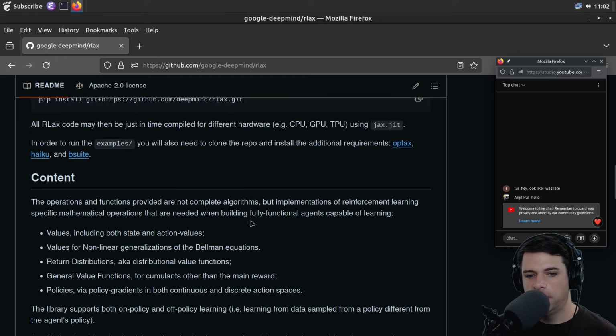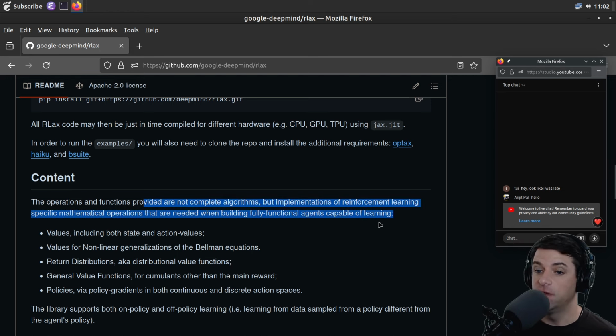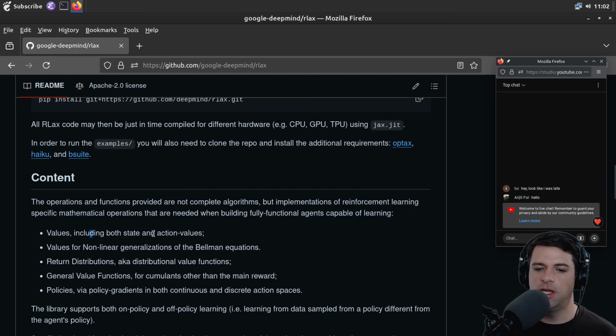You can install it, which is good. And we've got some content. The operations and functions provided are not complete algorithms, but implementations of reinforcement learning specific mathematical operations that are needed when building fully functional agents capable of learning. Values, including both state and action values. Values for nonlinear generalizations of the Bellman equations.